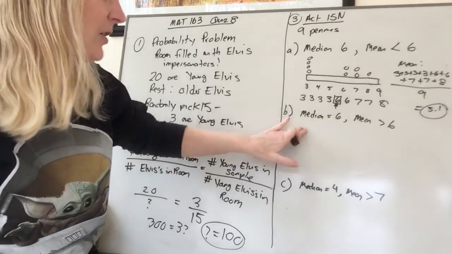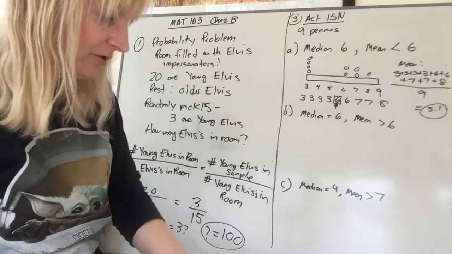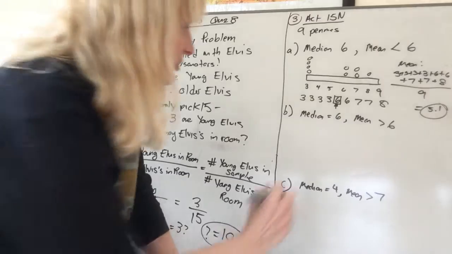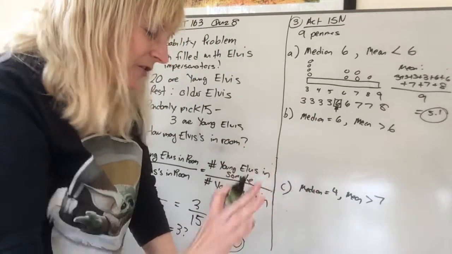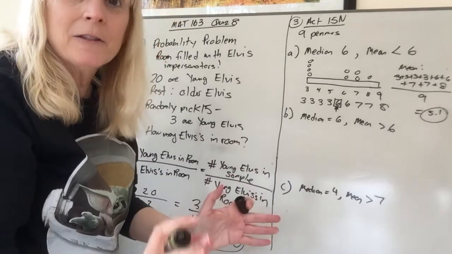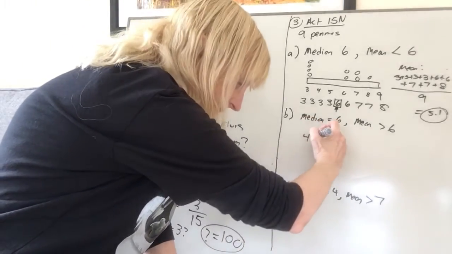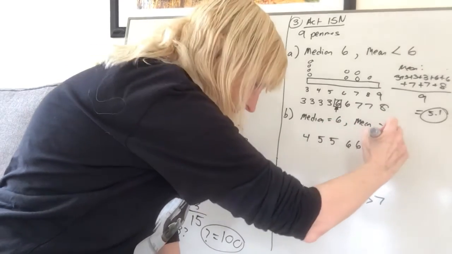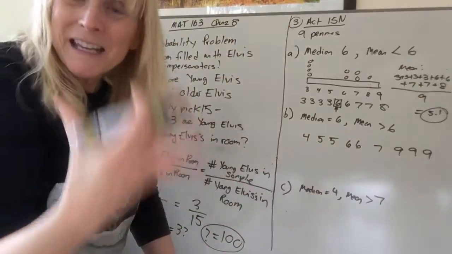The second part asked, how about a median of 6 and a mean greater than 6? Could we do that? I think we could. I think I ended up doing, because the mean's greater than 6, I wanna weight more of the numbers towards the high end, yet I want the median to be 6, right? So I mean, I just made up some numbers. I did 4, 5, 5 with 2 6s, 7 and 3 9s. So see how I did 3 9s? Because I want the mean to be high.